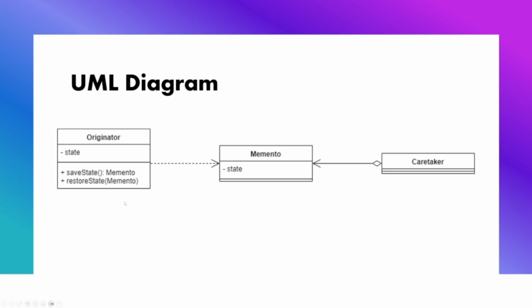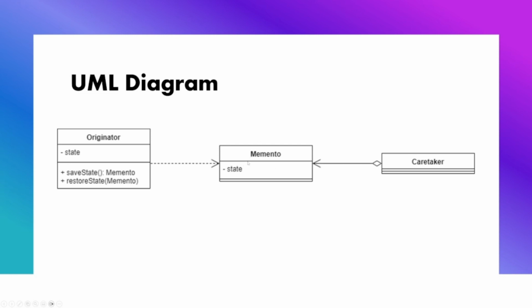So looking at the UML diagram, we have the originator, and in Unity, for example, we're going to be attaching this to the game object that we want to save the state of. We're going to have the ability to save a state, which is going to create a memento, and we're also going to have the ability to restore a state by receiving a memento and changing the game object's data.